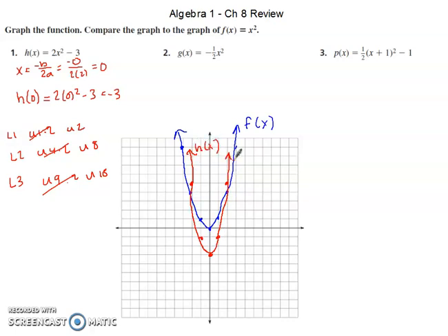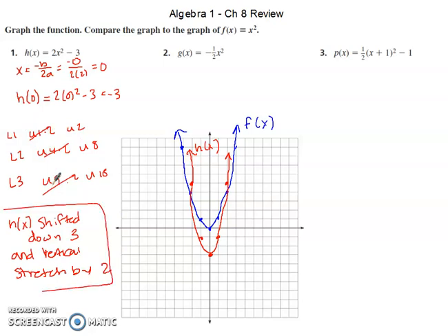So if I'm comparing the two graphs, h of x was shifted down 3 units. So we just took this guy, went down 3 to get my vertex. And then on top of that, we changed the pattern. So, there was a vertical stretch by 2. Vertical because we changed the ups, and stretched because we multiplied by 2. And that would be number 1.